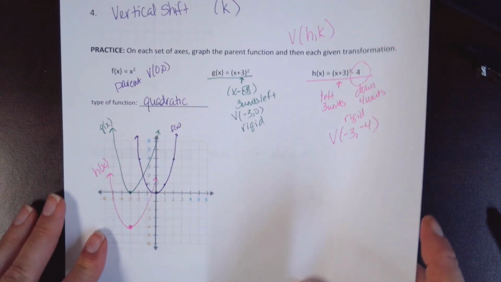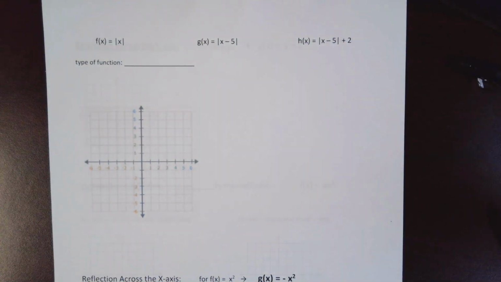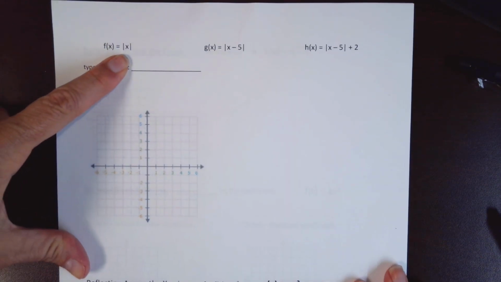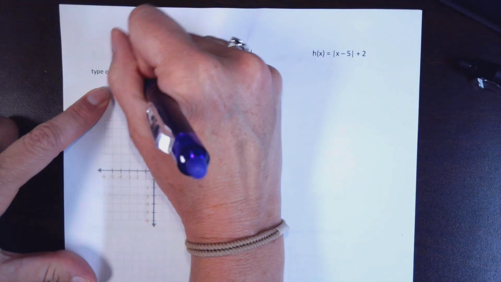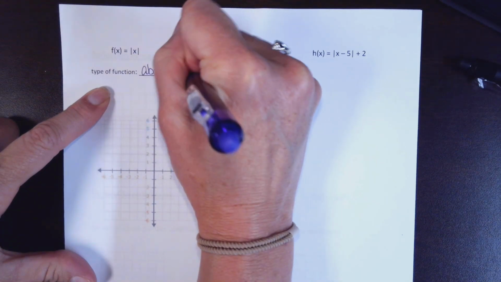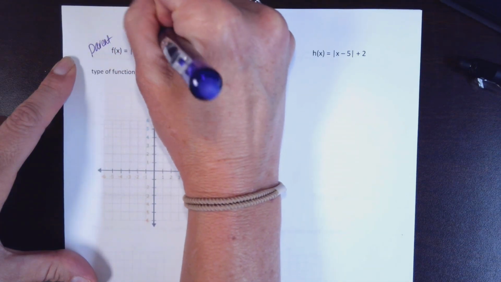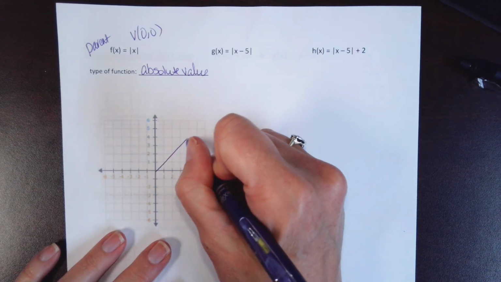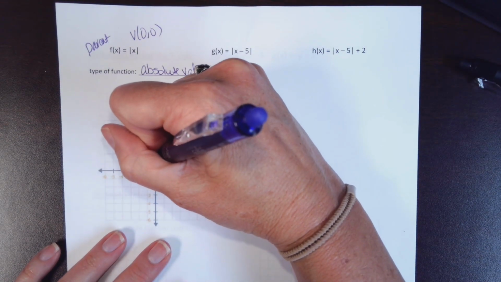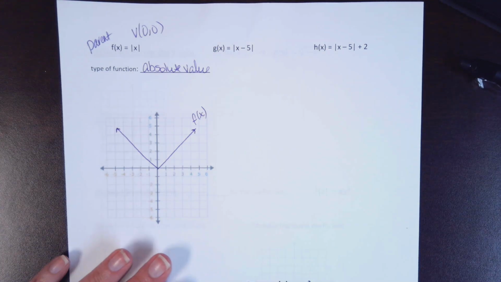Let's look at the next one. Alright, we have a new parent function. Use your parent function page if you need to. My new parent function is absolute value. The vertex for the parent is at 0, 0. Absolute value cuts right through 1, 1, 2, 2, 3, 3. Just like that. That's my parent function, f of x.